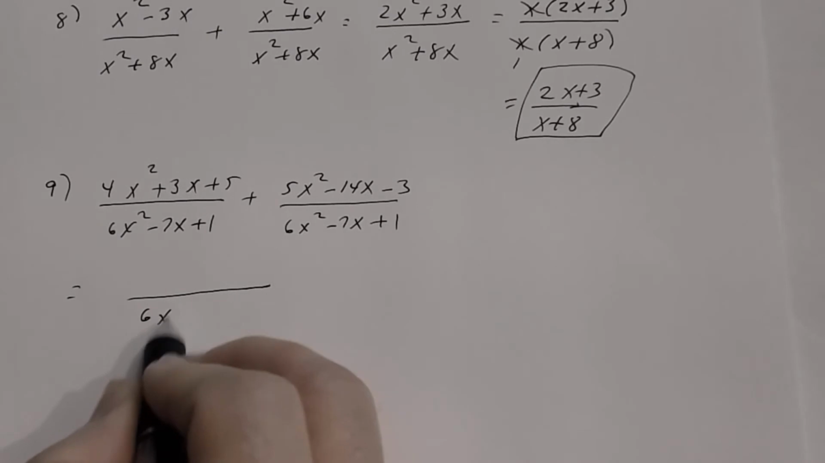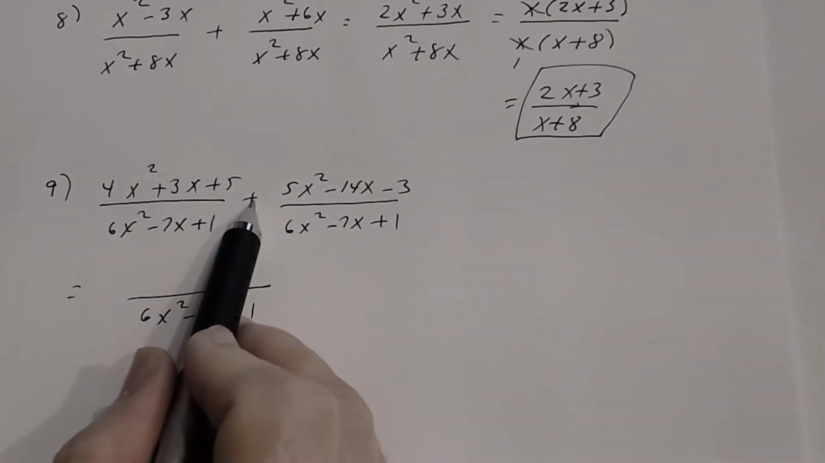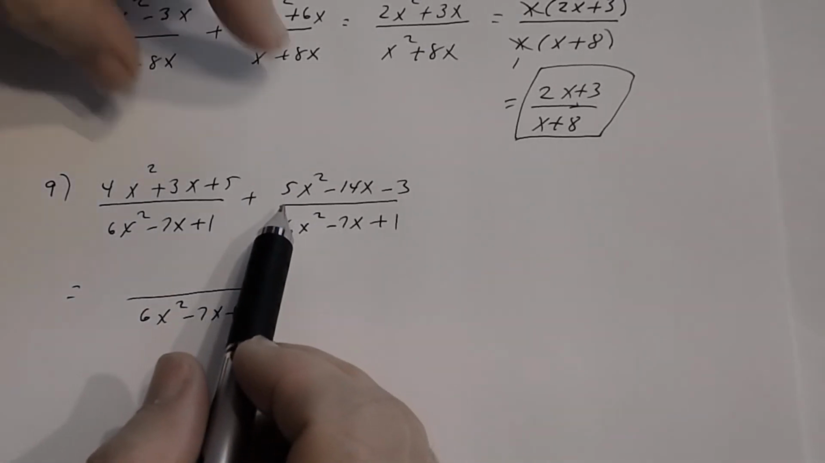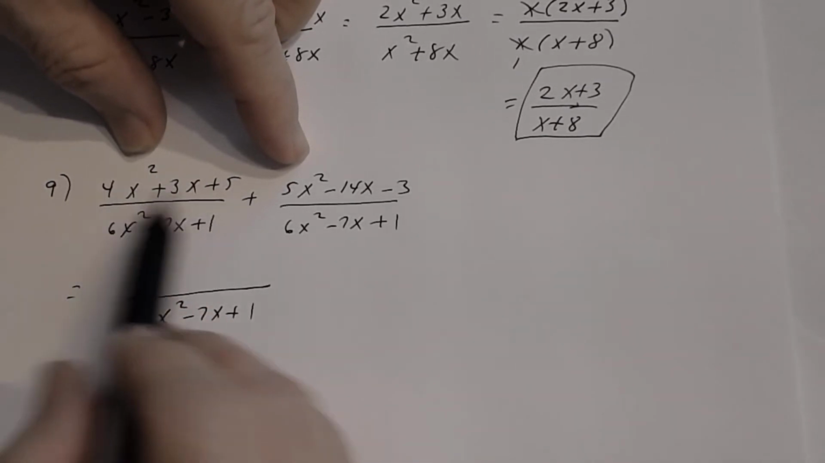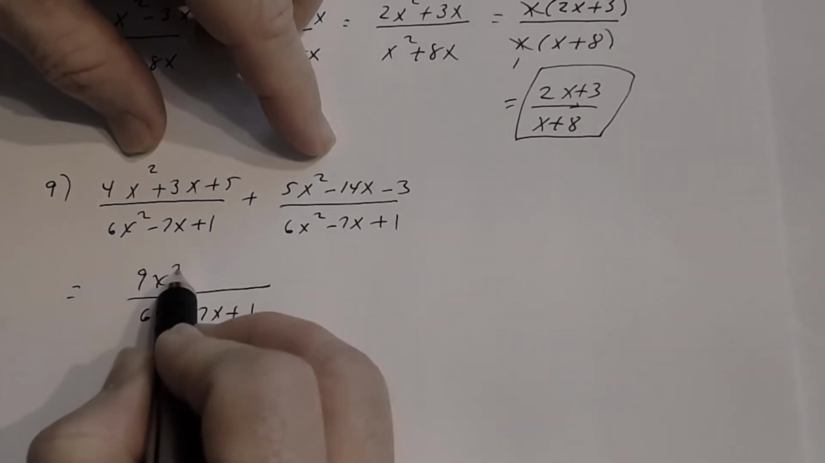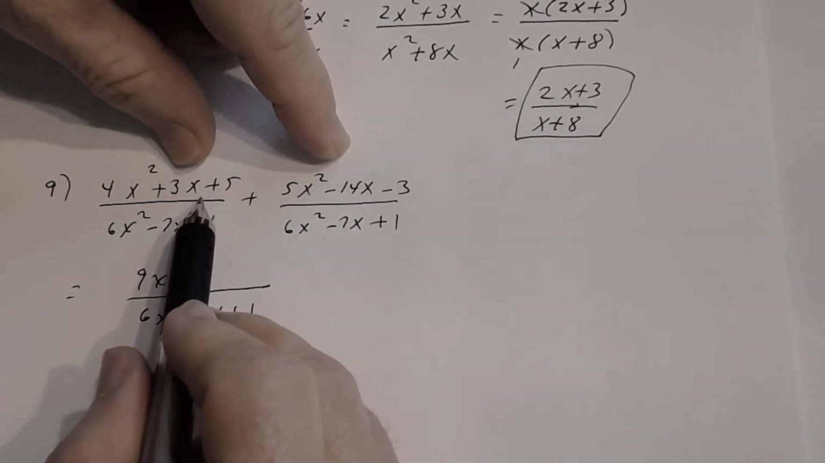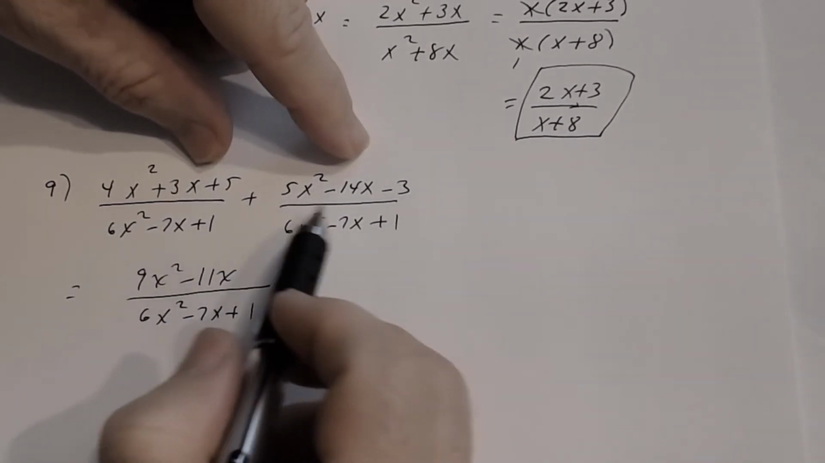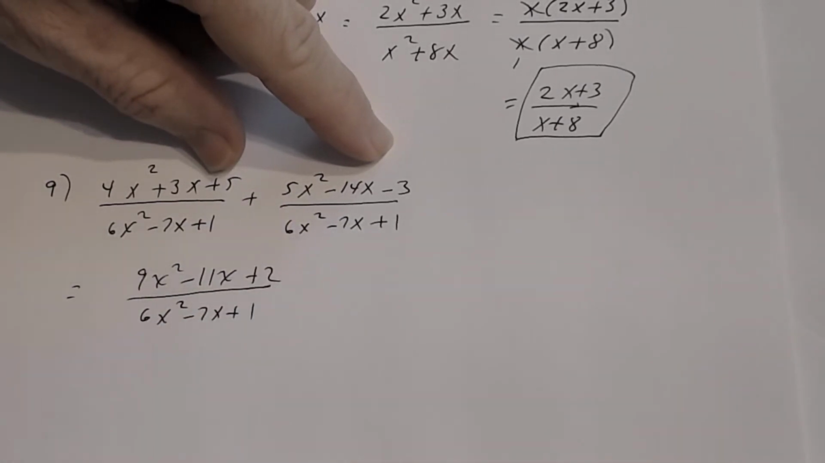So I'm going to get 6x squared minus 7x plus 1. And the next step is to add those two polynomials. So when I add those two polynomials, and let's put them in descending order, I have 4x squared plus 5x squared, so that's going to be 9x squared. I have a positive 3x and a negative 14x, which is a negative 11x. And then I have a positive 5 and a negative 3, which is a positive 2.